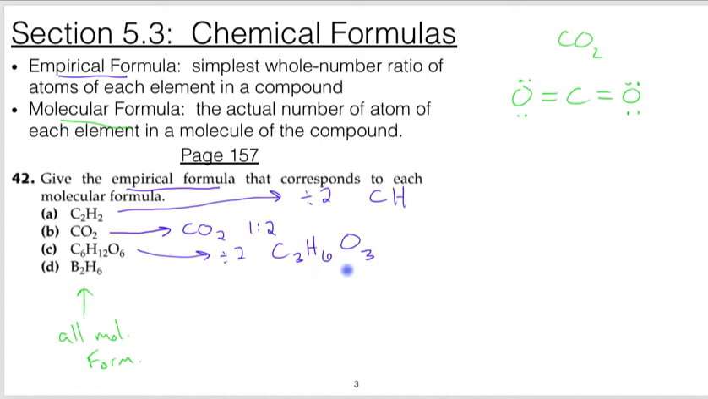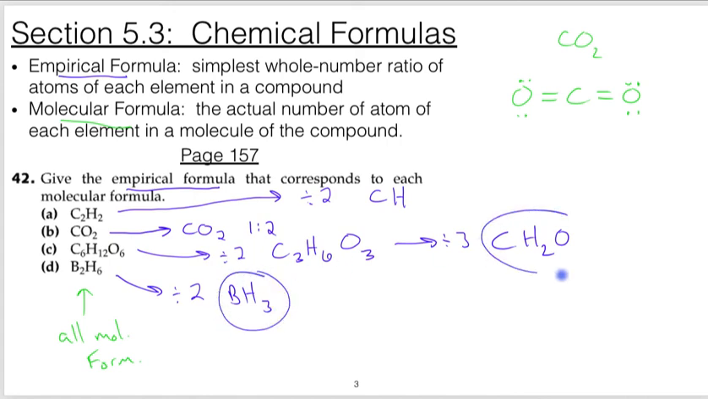Notice that's still not the simplest ratio. What can I do? Can I divide by something else? I sure can. I can divide by 3. That would give me CH2O. Here, divide by 2, and that gives me BH3. And so these formulas here, I'll go ahead and circle that one. These all represent the empirical formula for these compounds.